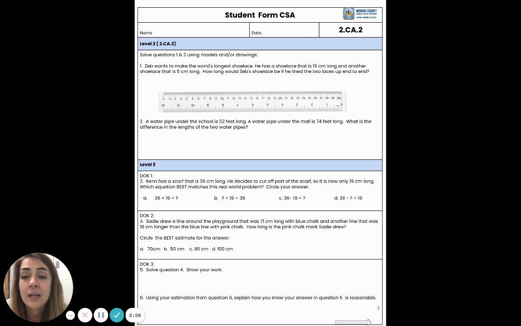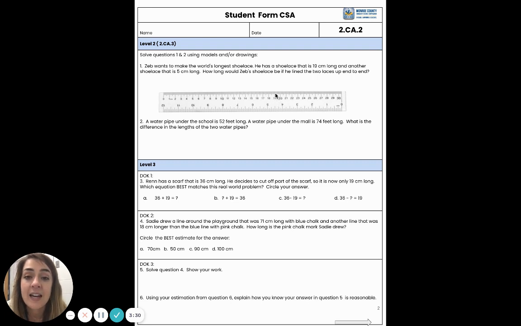I'm going to read it again. Zeb wants to make the world's longest shoelace. He has a shoelace that is 19 centimeters long and another shoelace that is 5 centimeters long. How long will Zeb's shoelace be if he lined the two laces up together? Okay, so I see this ruler and all these numbers that are close together, those are centimeters. So I could find the 19, right? Because we already know that one of the shoelaces is 19 centimeters long.